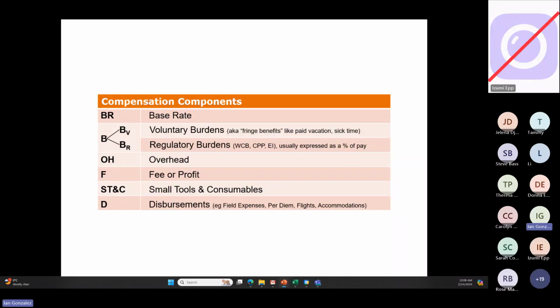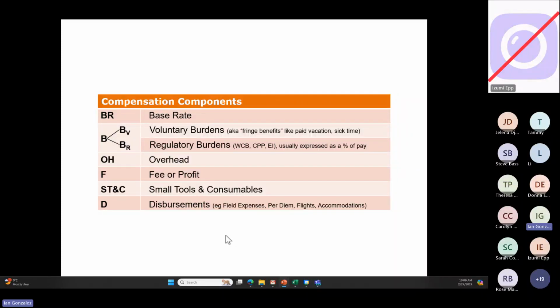And then of course overhead, the indirects that the contractor has to cover, because they have to earn money. There's going to be a fee or profit, same thing. Then depending on the work, they might have a component for small tools and consumables, ST&C. And then maybe disbursements: field expenses, per diem, flights and accommodations. So take a good look at that.